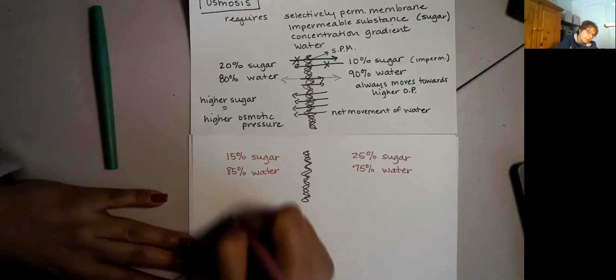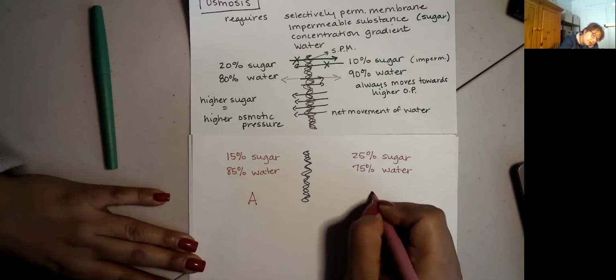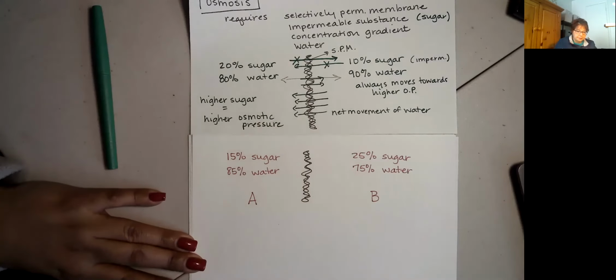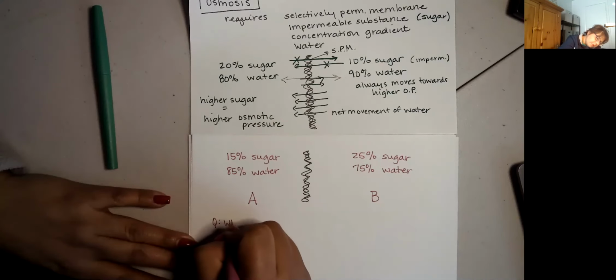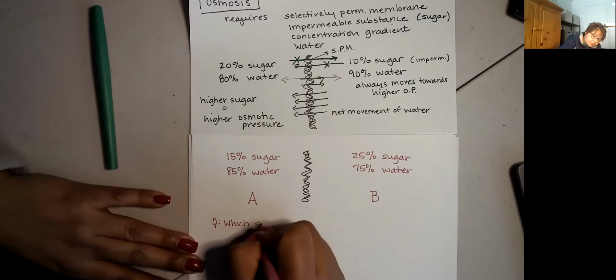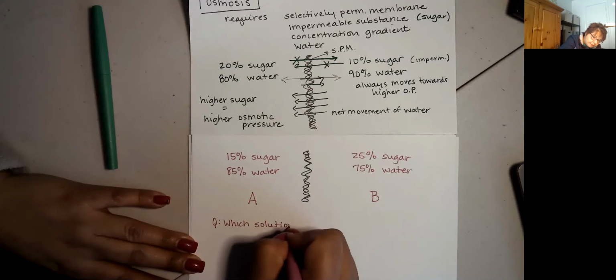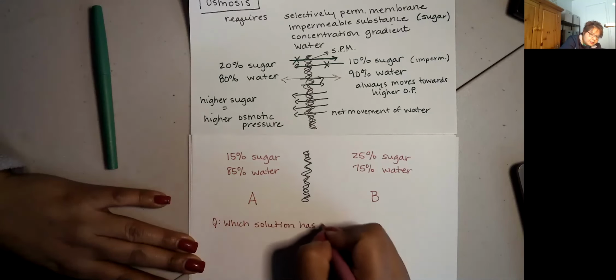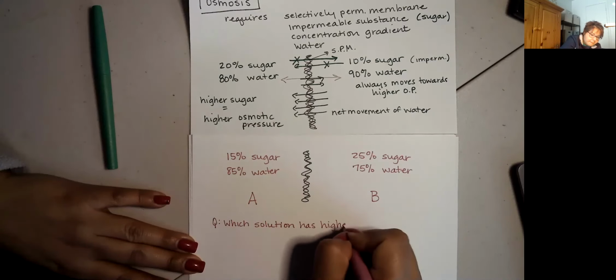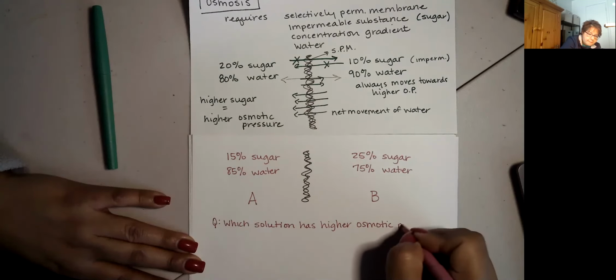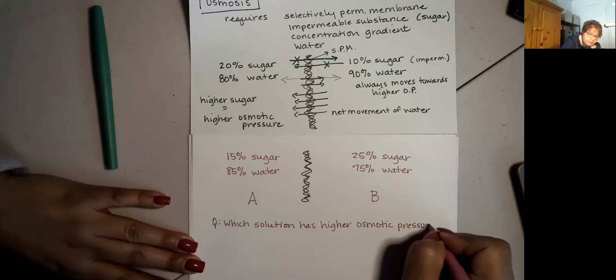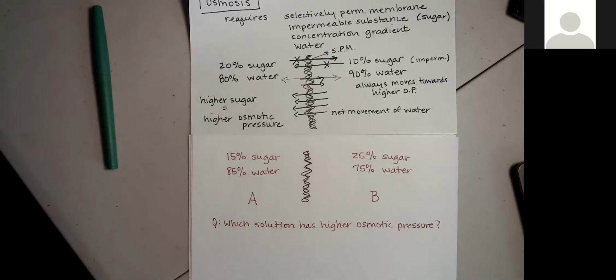In this example, we'll call this solution A and we'll call this solution B. And so tell me, which solution has higher osmotic pressure? Would it be solution B? It is solution B.